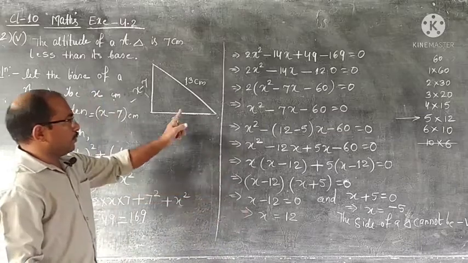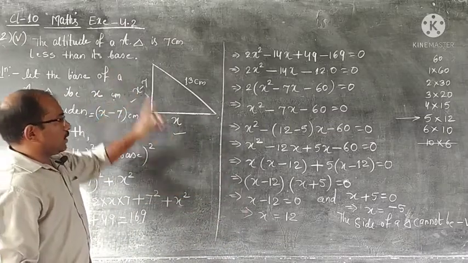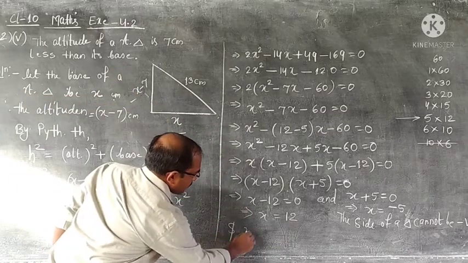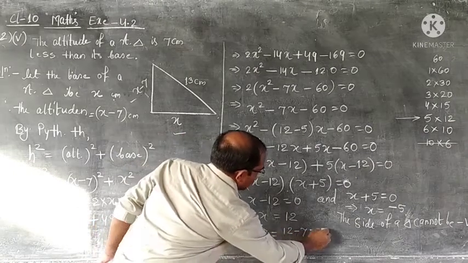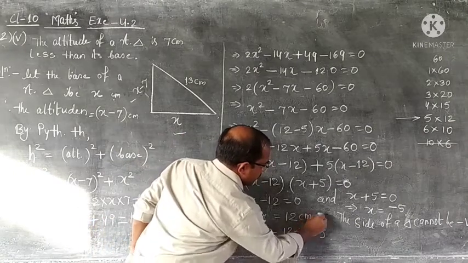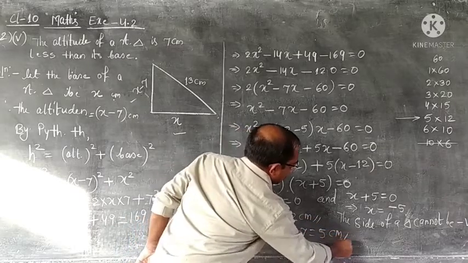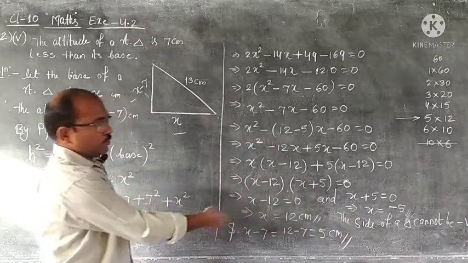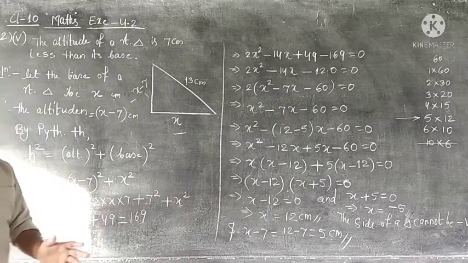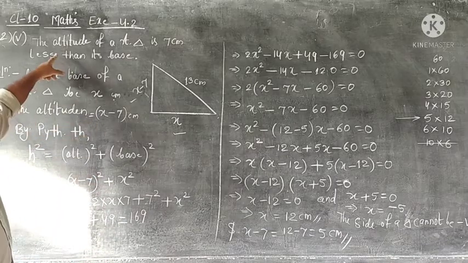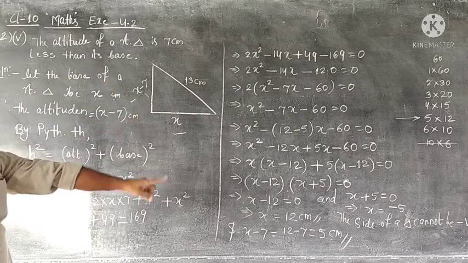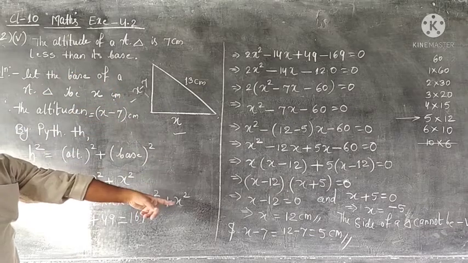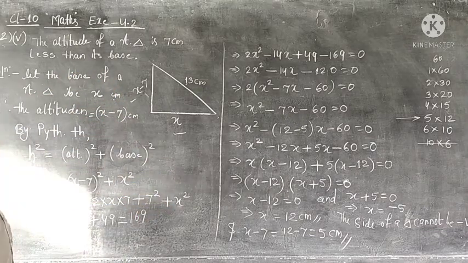The one side, the base, is 12, and the other side is x minus 7, that is 12 minus 7. It will be 5. So the base will be 12 and the altitude will be 5. You can verify your solution. How? The altitude is 7 centimeter less than the base. So the altitude is 5, the base is 12. Surely that is 7 centimeter less.